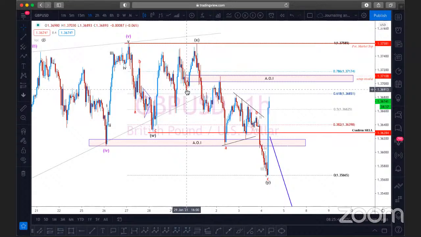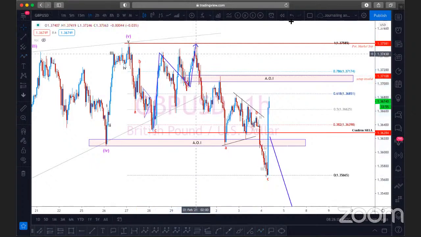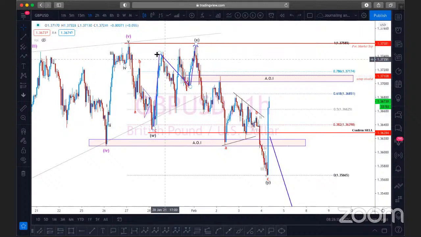And I don't want to get too deep into this corrective structure, right, to potentially confuse you guys. So overall, we want to just look to say that here we have A, B, C, which is another 3 wave structure in here. And that 3 wave structure would have completed the X wave of the larger degree.